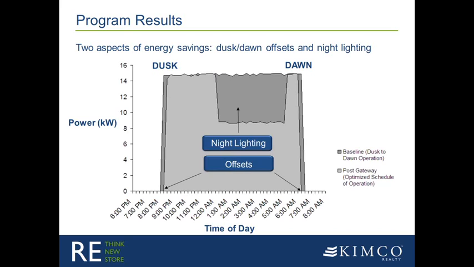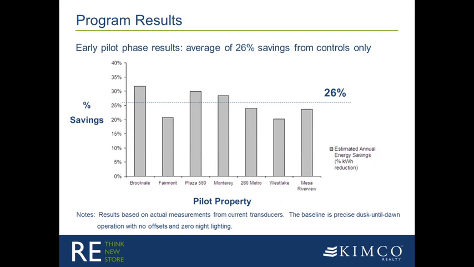Next slide, please. Here are the preliminary results of 7 of our projects. I have a quick correction to the note below. All but one of these sites is based on actual measurements. The 280 Metro site is based on calculations that are probably within a few percentage points of the actual measured performance. But just want to make that correction to the note below.